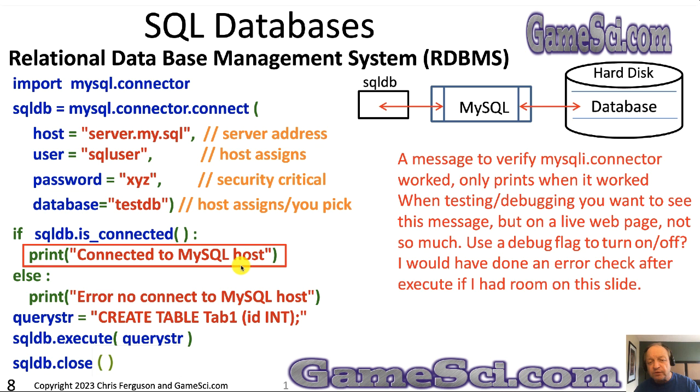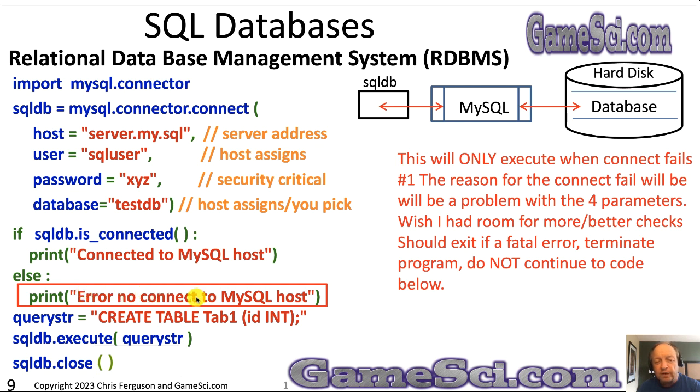Connected to MySQL host. A message to verify MySQL.connector worked. This only prints when it worked. When testing or debugging, you want to see this message, but on a live web page, not so much. Use a debug flag to turn it on and off. That's one way to go. Important commands like connect and execute, you should always check for errors after they execute.